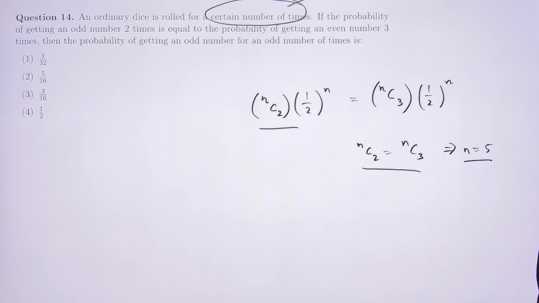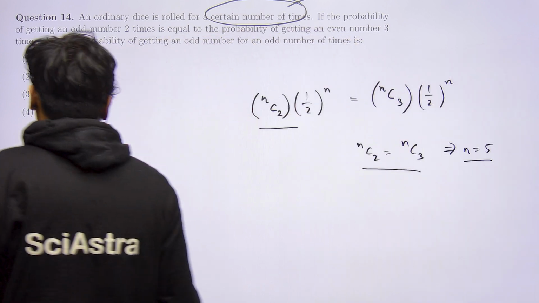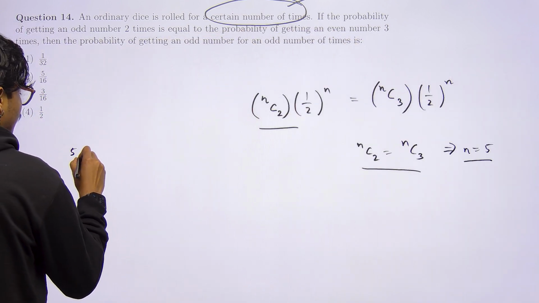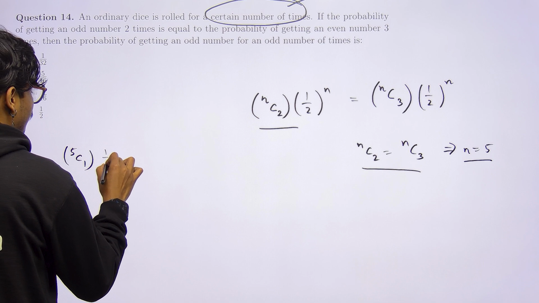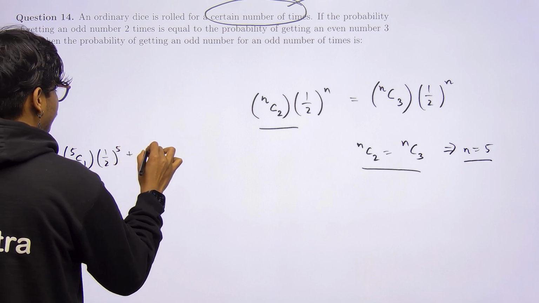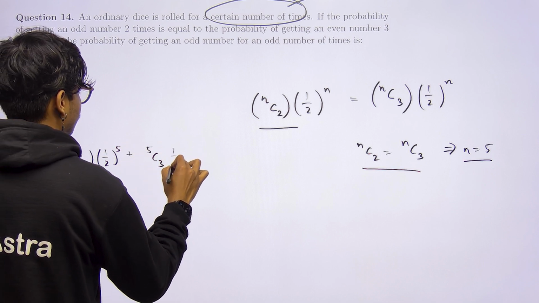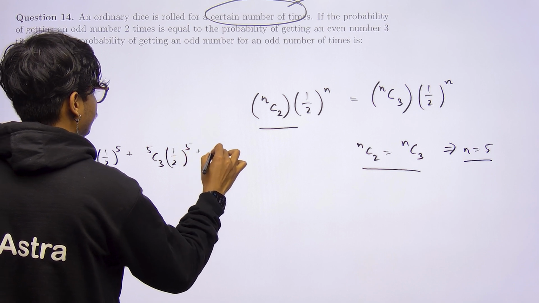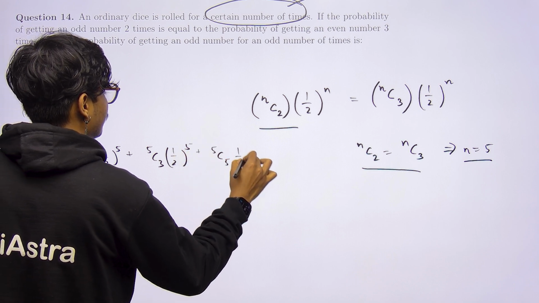So find the probability of getting an odd number for an odd number of times, right? So an odd number of times, you can either get it 1 time, so that's going to be 5c1 times half to the power 5. Or you can get it 3 times half to the power 5, or you can get it 5 times. So that's 5c5 half to the power 5.